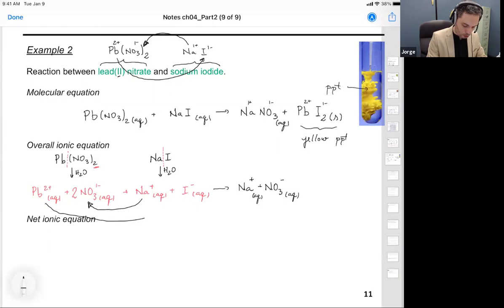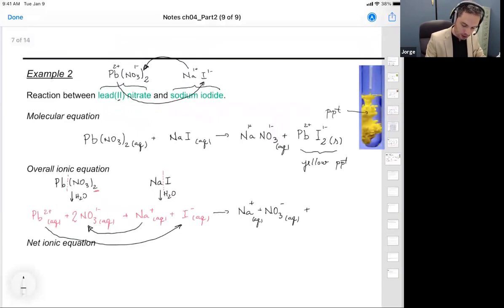Lead will combine with iodide. When lead combines with iodide, we know that a solid is formed. Therefore, water is not strong enough to break the bond. And then we write PbI2 and indicate that this is a solid. Okay, so that's now the overall ionic equation.